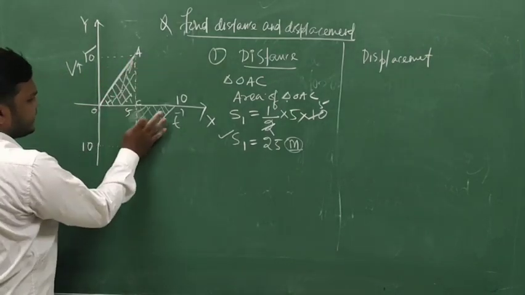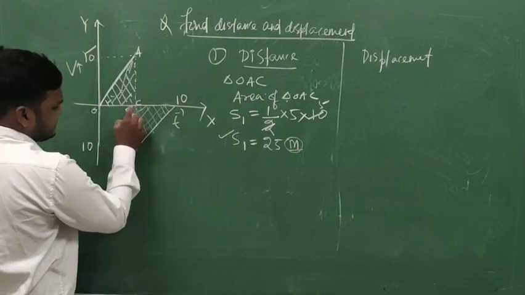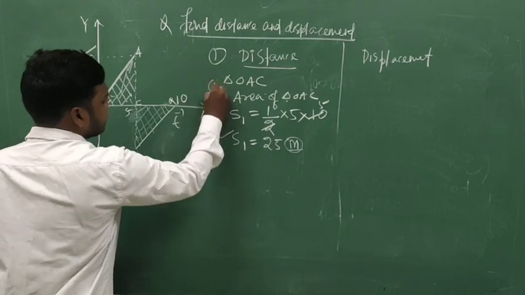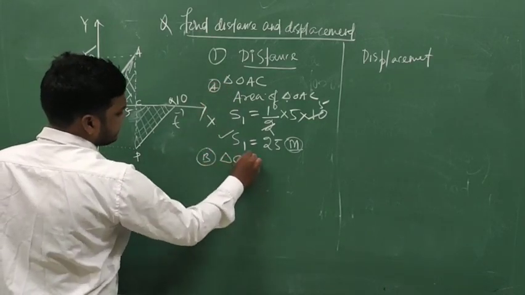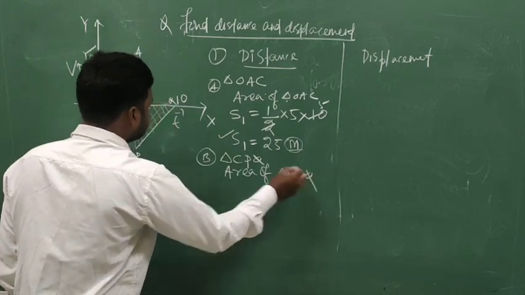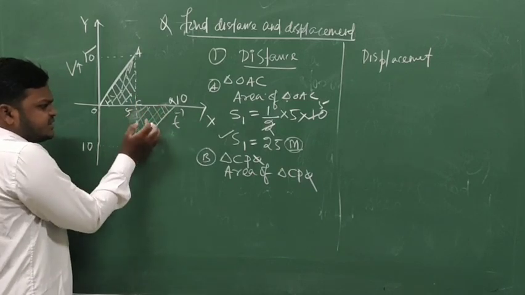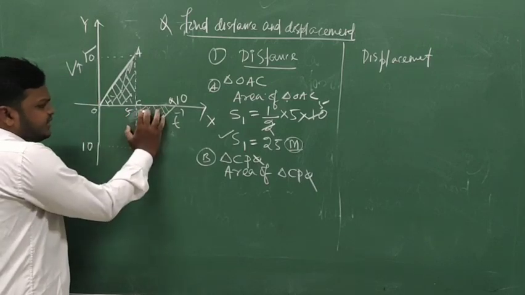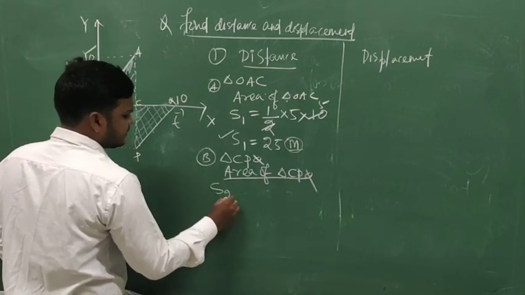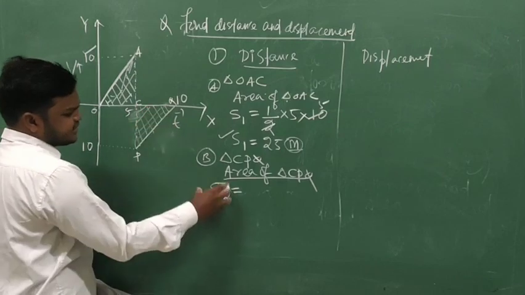Next, the distance. This is also a triangle, a right triangle. If we name this triangle CPQ, then the area of triangle CPQ also represents the distance of this VT graph in negative direction. So in this case also this area represents distance, so we can write distance S2, because the first distance is written as S1, so this distance is written as S2.